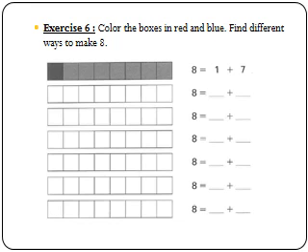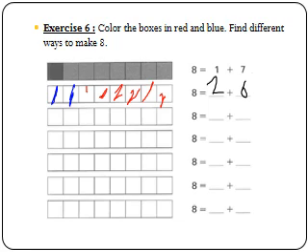In exercise 6, we have to color the boxes in red and blue. We have to find different ways to make 8. In the first one, we have 1 plus 7. Now we are going to color two boxes with blue. Two boxes with blue and 1, 2, 3, 4, 5, 6. So it's 2 plus 6. We're going to write 2 plus 6 equals 8.